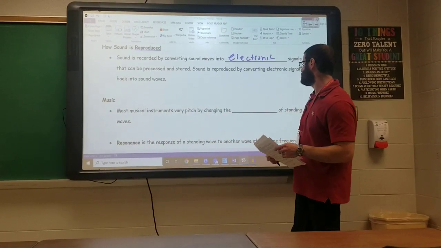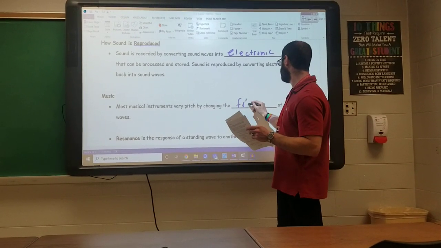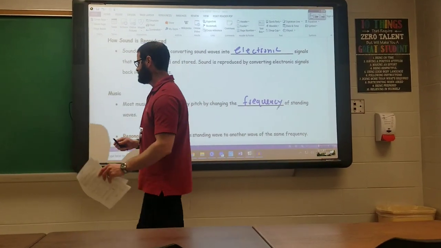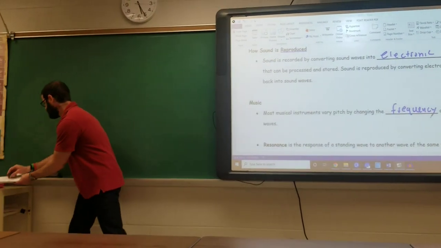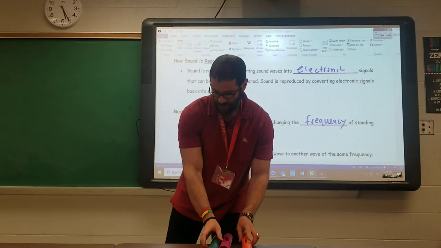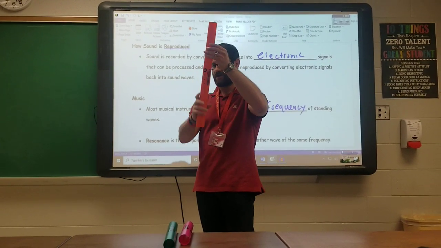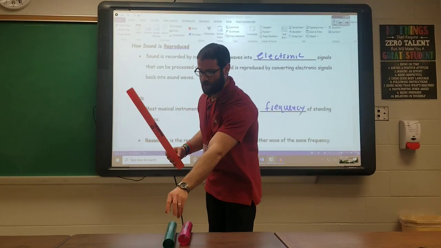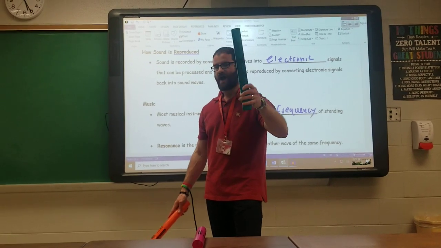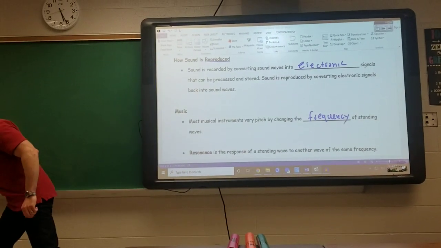As far as music goes, most musical instruments vary pitch by changing the frequency of standing waves. Again, we talked about in our last segment, say if we're talking about instruments that have tubes, for example, longer tubes produce longer standing waves, which means lower pitch than a shorter tube, which would produce a shorter wave and a higher pitch or higher frequency. So that's what we're referring to there.